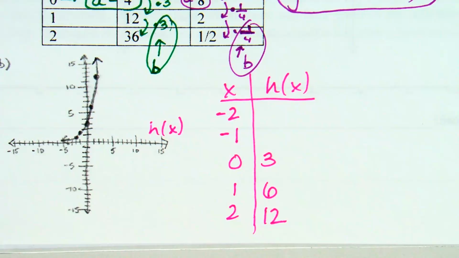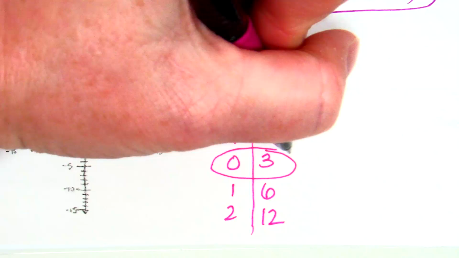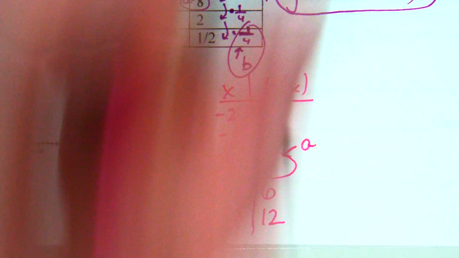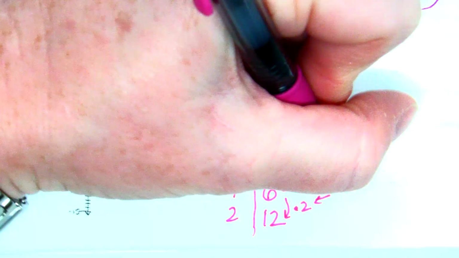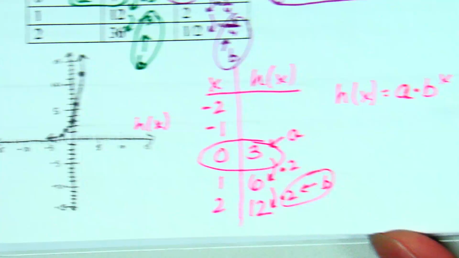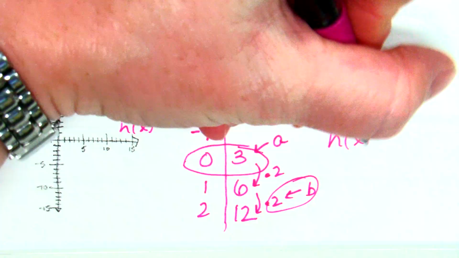So, what do we know here? Okay. Initial value when x equals 0. What is my function value? And that is 3. What else do I know? How do we get from 3 to 6 and 6 to 12? Multiply by 2. And so that is my b value. You got an equation to write then? h of x equals a times b to the x. h of x equals 3 times 2 to the x.